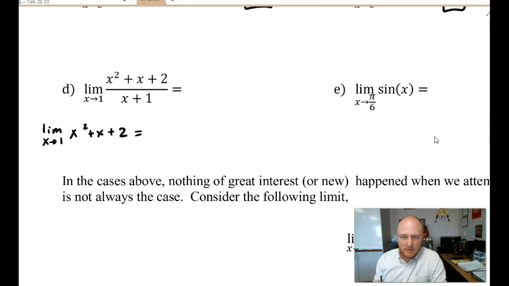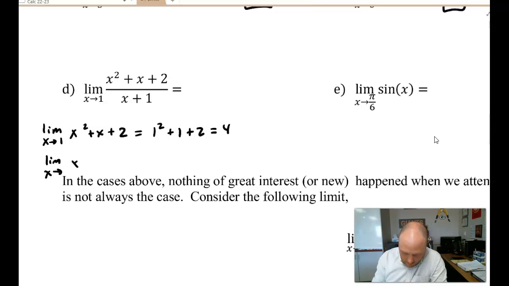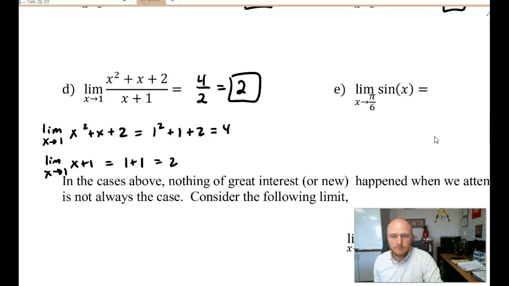Notice how I write the limit statement, limit as x approaches 1 of the numerator. Now when I plug in the values, that's when I can drop my limit statement. So I have 1 plus 1 plus 2, okay, 4. That's the numerator. Now I'm going to evaluate the limit of the denominator, x plus 1. So we get 1 plus 1, which is, oh, I already knew my answer, 2. So the answer here is 4 over 2, which is just 2. Not too bad. Nothing funny happening.